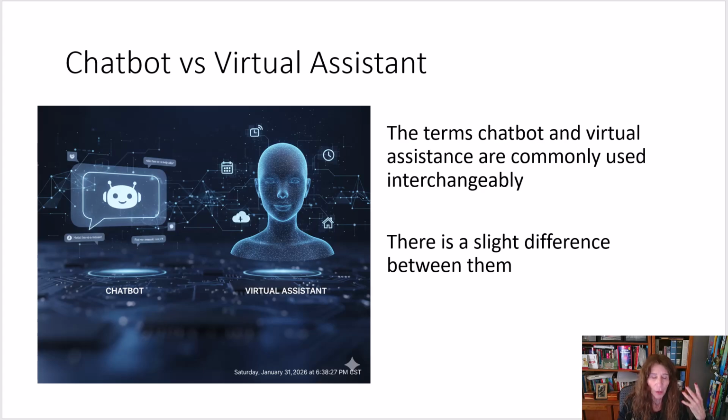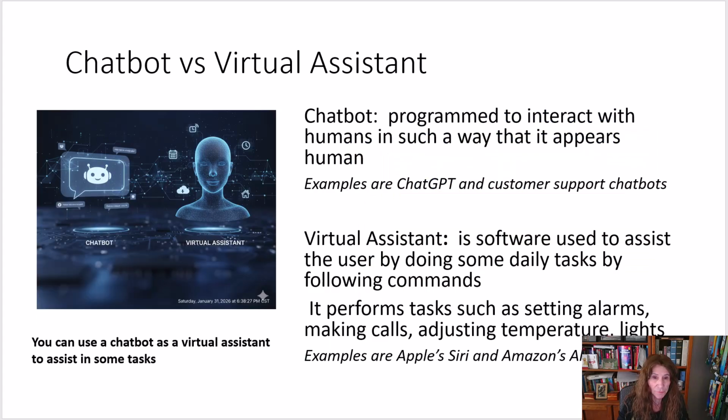Another common use of NLP is for a virtual assistant. The term chatbot and the term virtual assistant, they're sometimes used interchangeably. For the most part, they're pretty much one and the same. There is a slight difference between them. So let's look at this difference.